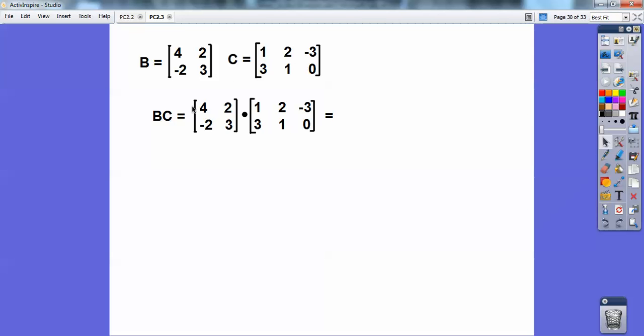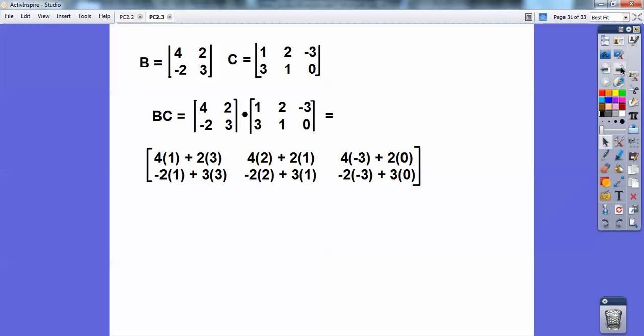So what I'm going to do is 4 times this 1, and then 2 times this 3, and I'm going to add it together. So 4 times 1, 2 times 3. And then for the middle top number, you'll see in just a second, it's 4 times 2, 2 times 1. And the top right number is going to be 4 times negative 3, and then 2 times 0, and you add them together. Look, I have it all explained right here.